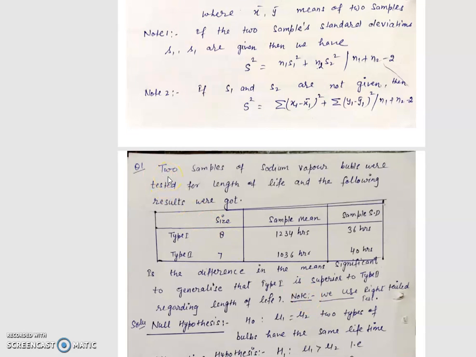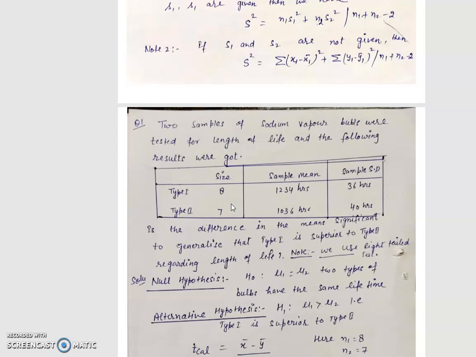Two samples of sodium vapor bulbs were tested for length of life and the following results were got. We have two types of data. First size is 8, second is 7. Sample mean 1234 hours and 1036 hours. Sample standard deviation is 36 hours and 40 hours. What we have to find is, is the difference in the means significant to generalize that type 1 is superior to type 2. I have told you what is the meaning of this superiority.